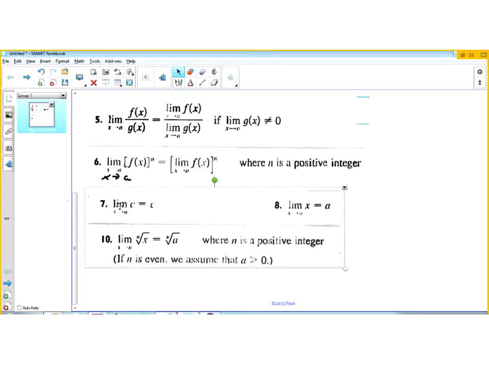But again, here's rule 7. The limit of a constant is the constant itself, and the limit as x approaches a of x is just a itself. And the limit of the nth root of x as x approaches a is the nth root of a, and n again is a positive integer. There's an assumption here that we're not going to be taking the nth root of a negative number where n is even. So note this assumption.